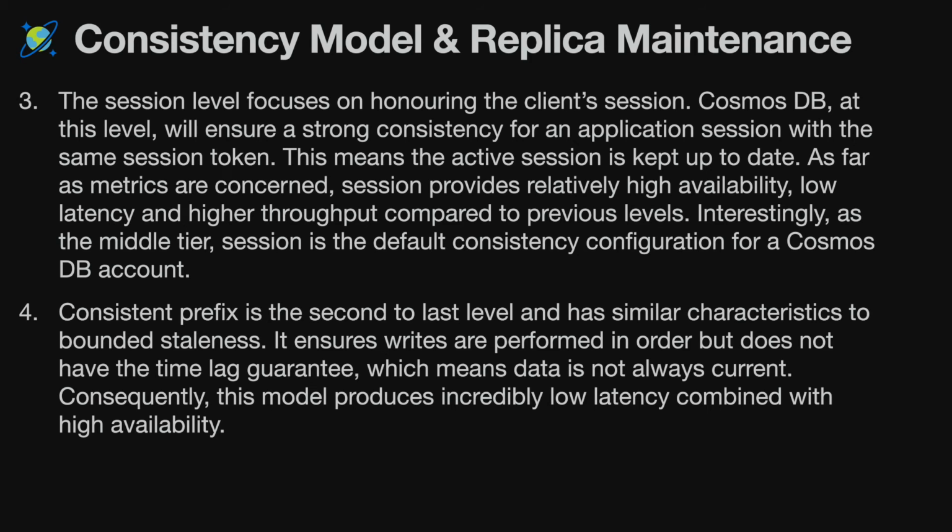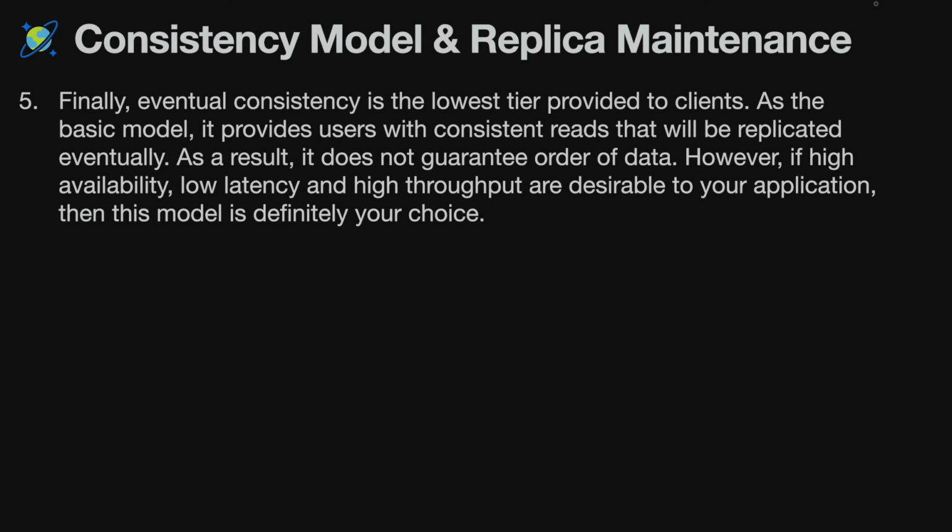Consistent prefix, the second to last level, is similar to the second tier. It ensures writes are performed in order, but does not have that time lag guarantee. Finally, eventual consistency. Well, this is the basic model. It provides users with consistent reads. They will be replicated at some point and it does not guarantee order of data.